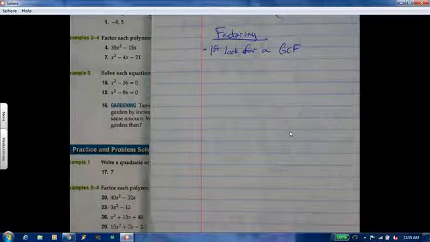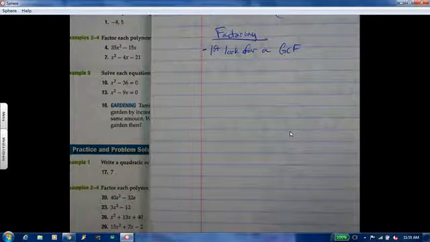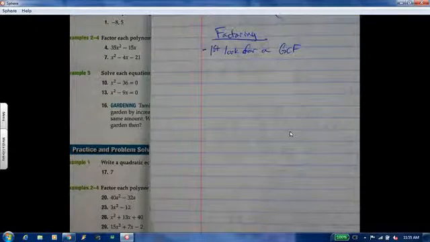Alright, the second section will be factoring. And then the final section, which we'll finish tomorrow, will be solving. So first thing, always remember to look for a greatest common factor. So we're going to do this number 4.